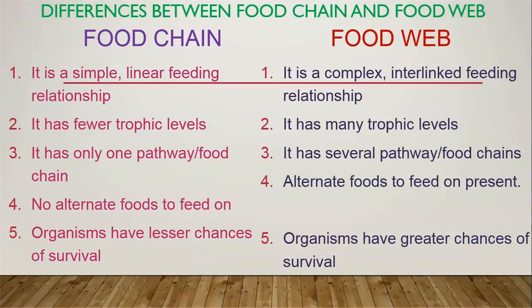Then number five, organisms have lesser chances of survival in the food chain, but in a food web, organisms have greater chances of survival because they have alternate food they can feed on. If they can't feed on A, they feed on B. If they can't feed on B, they'll feed on C, and so on. But for a food chain, if A is not there, no food to feed on. So that is why in a food web there is greater chance of survival.